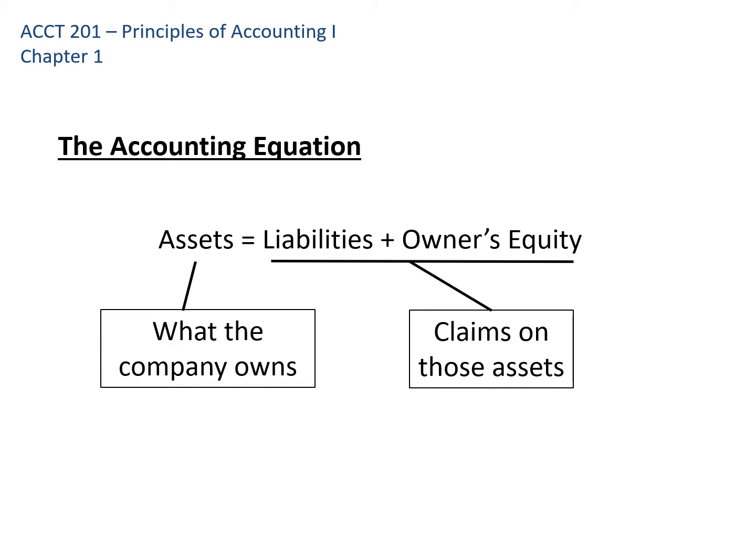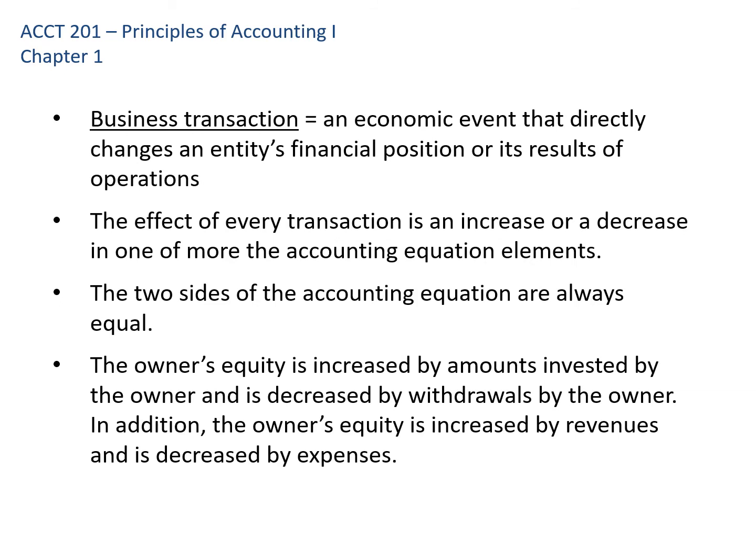So every time we have a transaction, that equation is going to stay balanced. So a business transaction is an economic event that directly changes the financial position or the results of the company. So getting an order that is going to be fulfilled in a month is not a business transaction. It didn't change our financial position. Fulfilling that order changes our financial position.